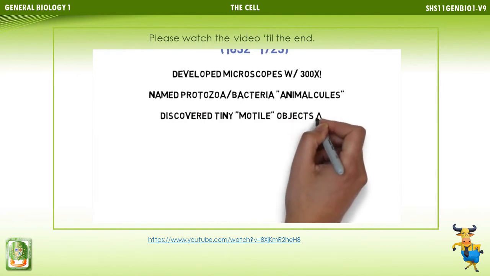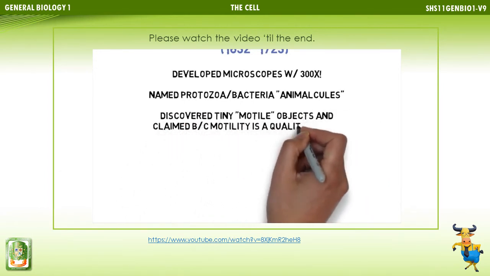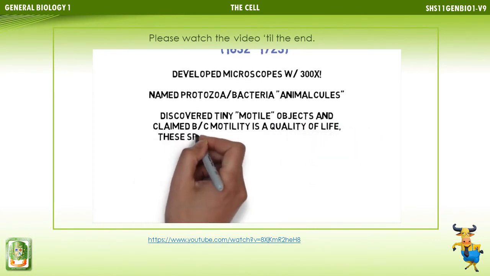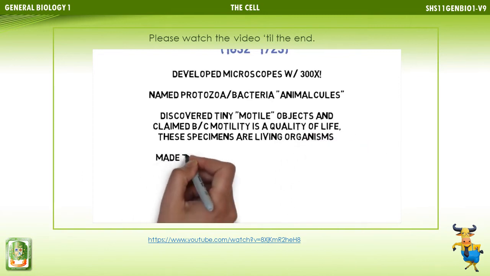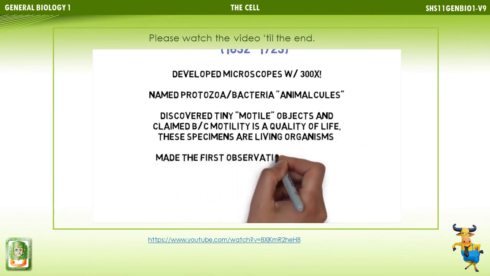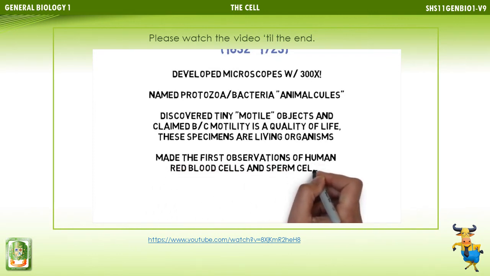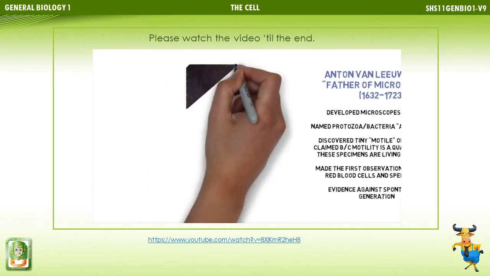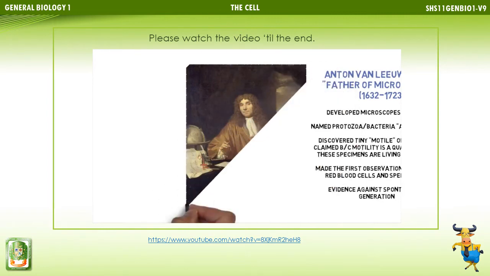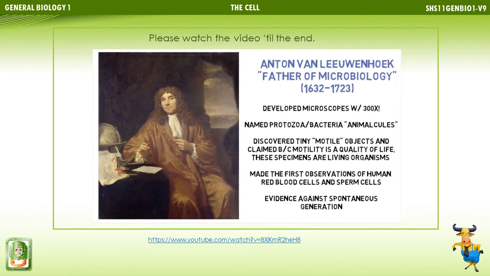And he reported to the Royal Society in the 1600s that because these were motile organisms, and that represented a quality of life, that these specimens were living organisms. He's also credited for making the first observations of human red blood cells, and very importantly, sperm cells, because he was able to observe that sperm and egg were fusing together to create a new generation of cells. This was extremely important because it was the first evidence against spontaneous generation, that cells were not just arising out of nowhere, that they were coming from pre-existing cells that we know to be true today.